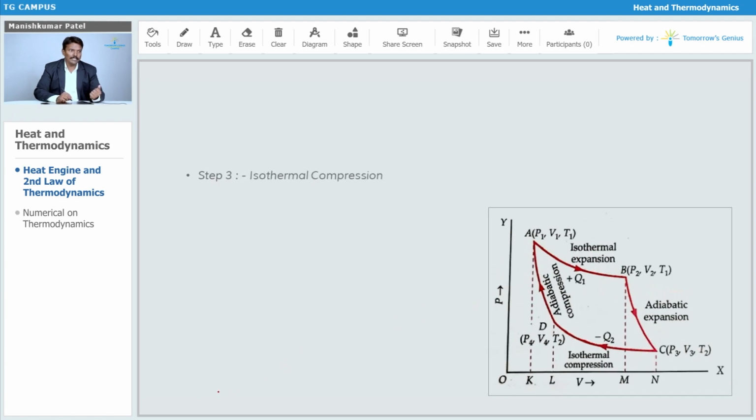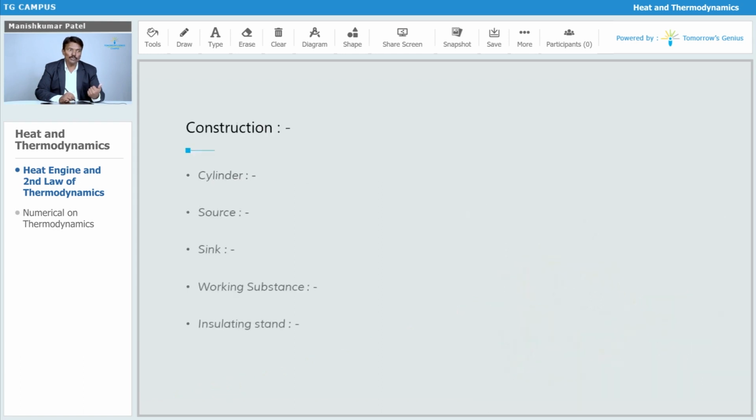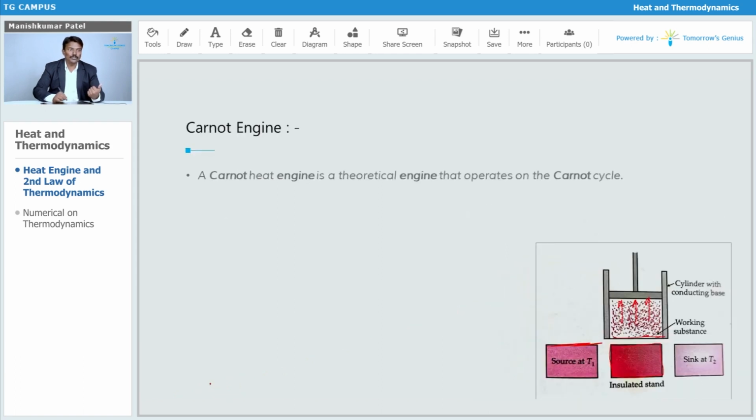In the third step, we have an isothermal compression. Again this is isothermal, and you are going to compress it. Here the gas is in contact with the sink, which is at the lower temperature. So this is the isothermal compression, and you are just going to compress it.